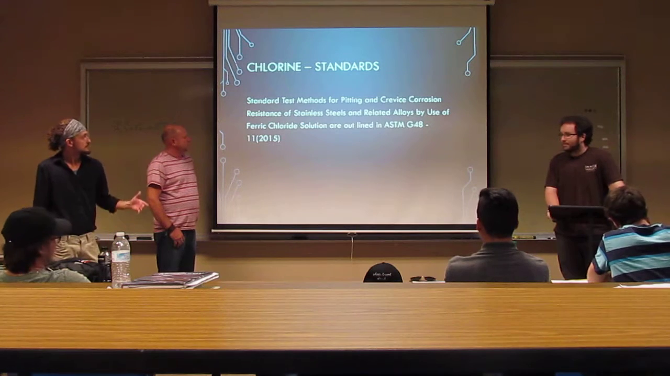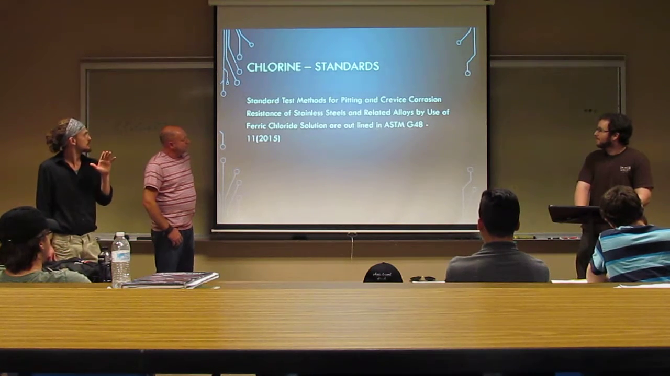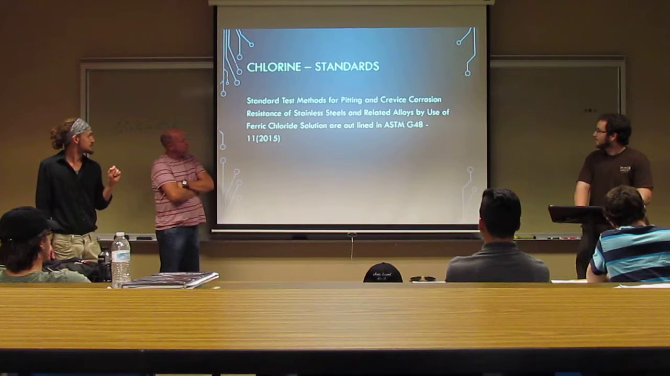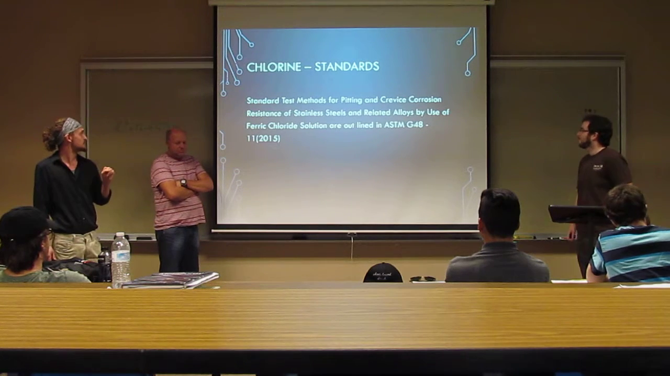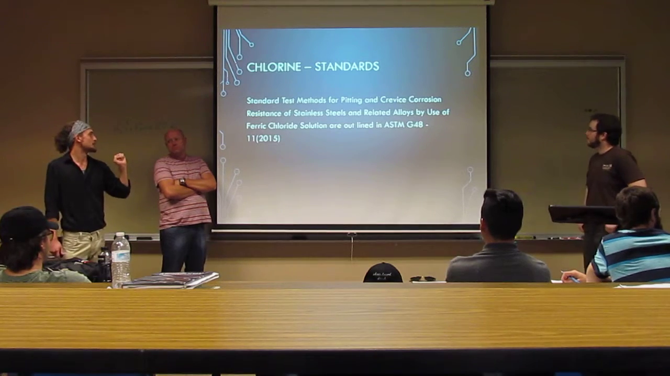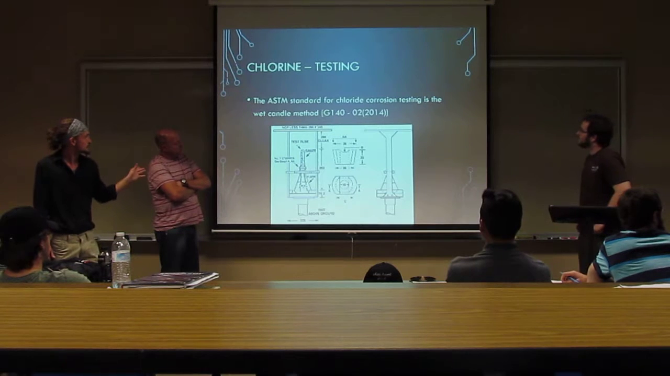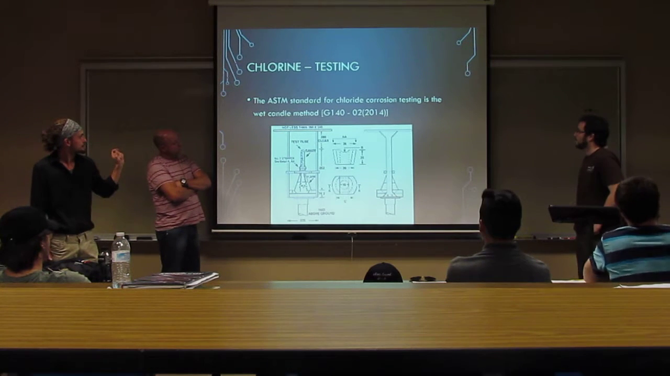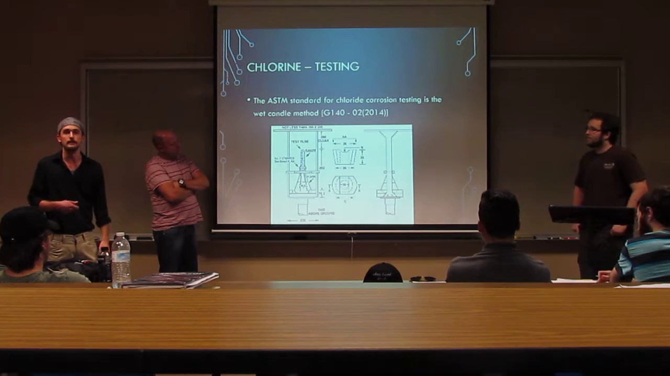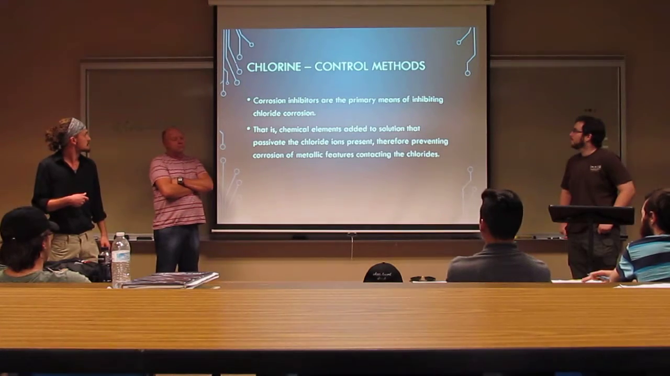Standard test methods for pitting and crevice corrosion resistance of stainless steels and related alloys by the use of ferric chloride solutions are outlined in ASTM G48. Ooh, that was long. All right. The testing method actually is the wet cannon method. That is typically used, and we went over that in the black book as well quite a bit in Intro to Corrosion.